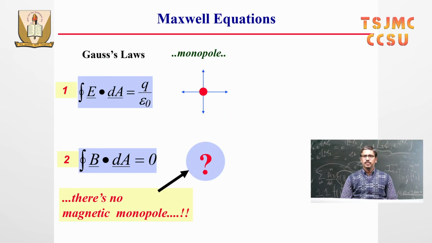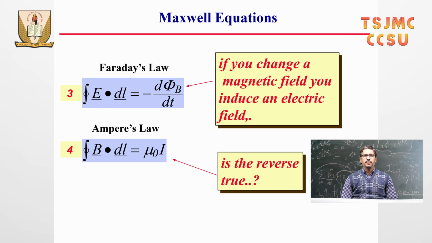In the next slide, the Gauss law, the first law, E dot dA equal to Q upon epsilon naught, means that in an electric field a monopole exists, that is, a single charge exists in nature. But in the magnetic field, B dot dA is equal to 0, which means there is no magnetic monopole; there is always two poles, one north pole and one south pole. In the third equation, if you change a magnetic field, you induce an electric field; that is Faraday's law. Is the reverse true? This is defined by the fourth equation.